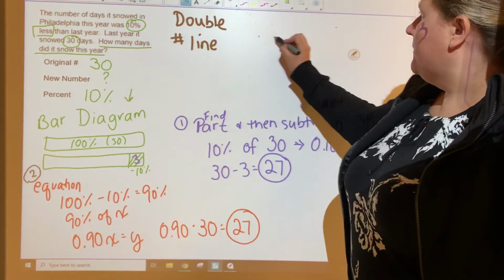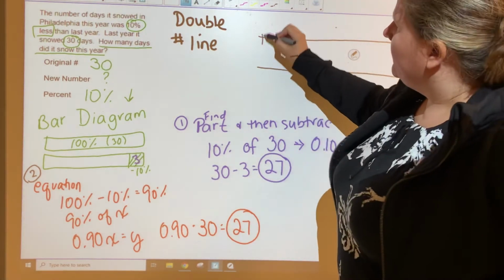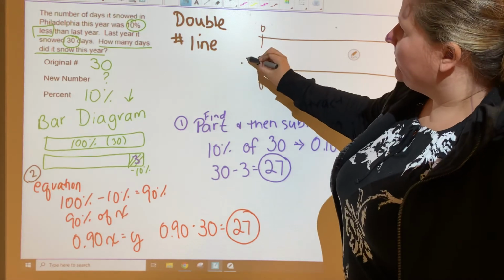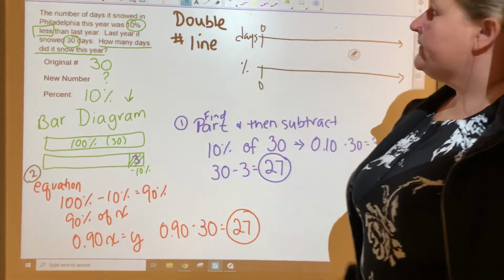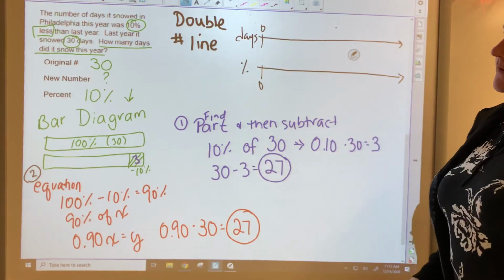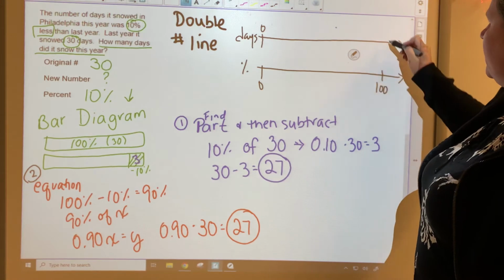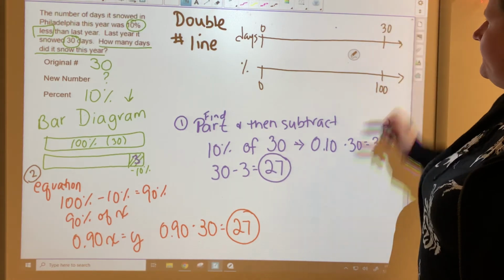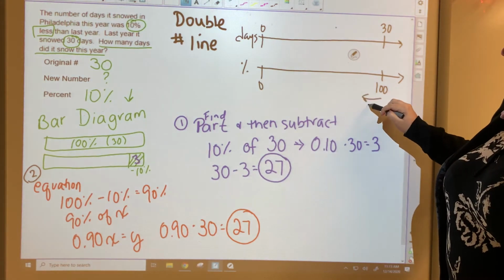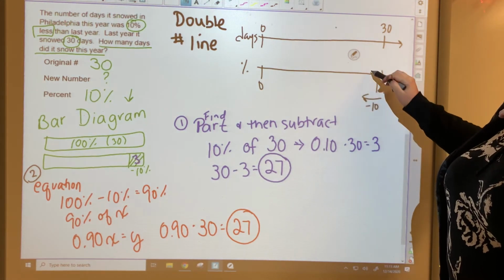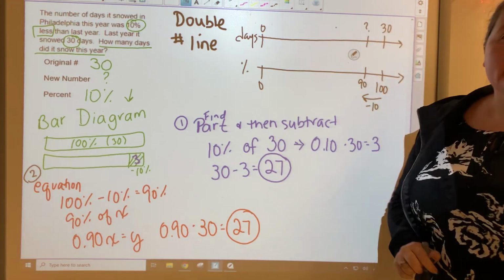And we're going to want to draw our number lines. And I have zeros. And we'll put the percent at the bottom, and we have days at the top. Okay, and I know that the whole, or my 100%, is going to be 30. So I'm trying to figure out 10% less. So now I'm going to go down this way, 10. 100 minus 10 is 90. So we're trying to figure out what would go over there.